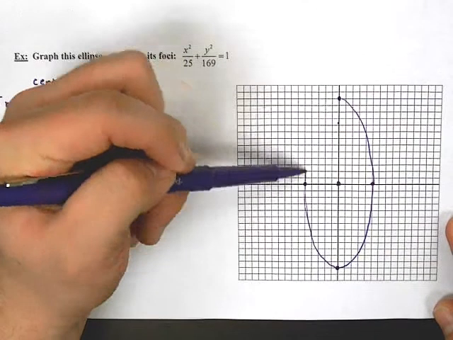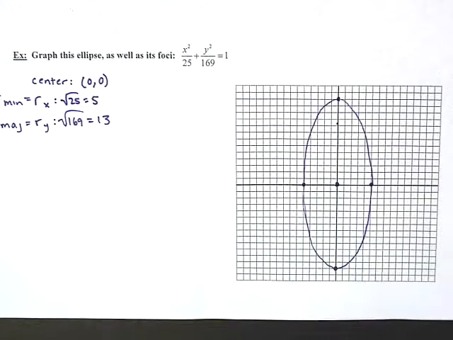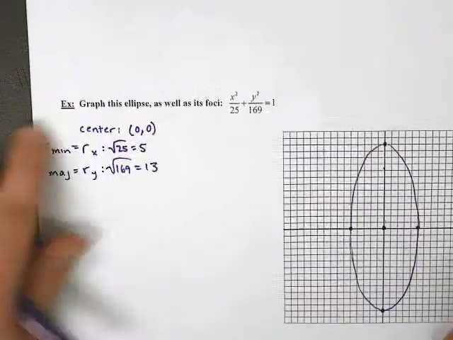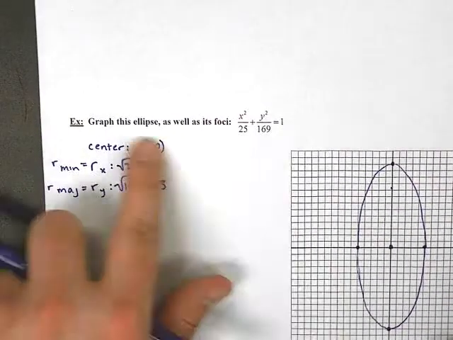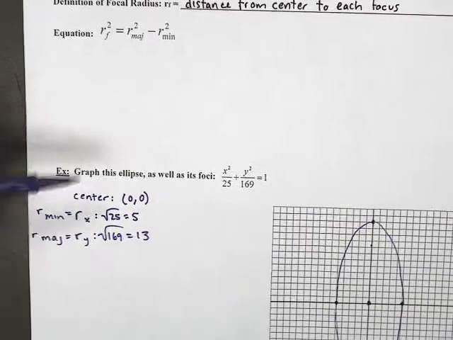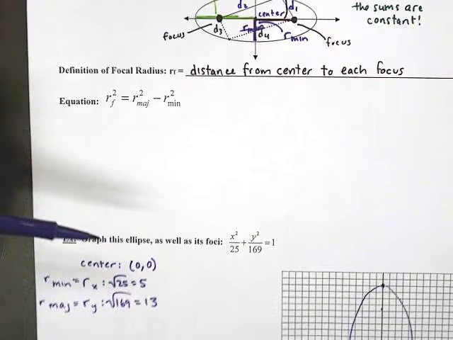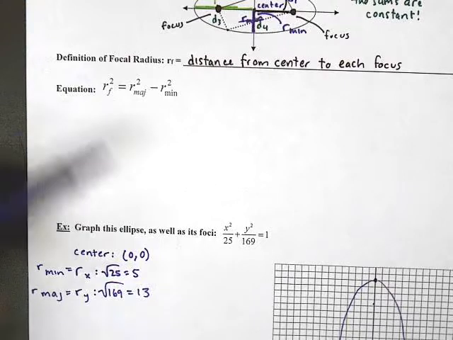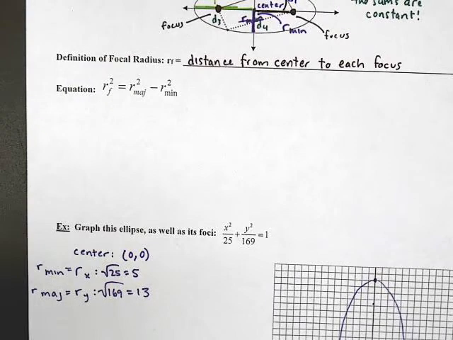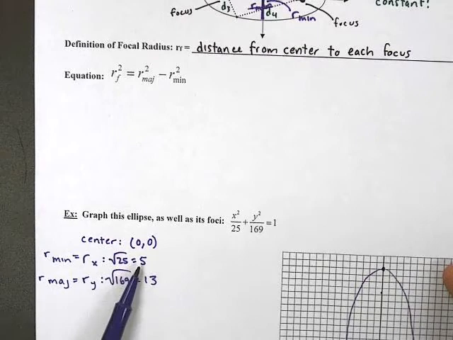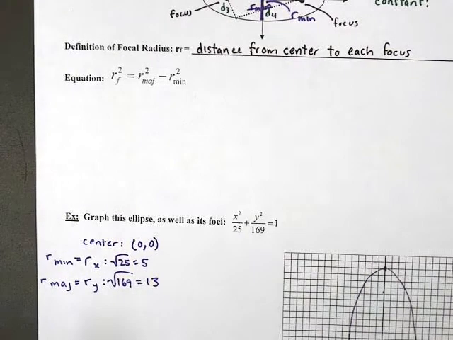Again, I'm not grading you on your art skills, but please do your very best to make it curvy. Now that we have some information about the major and minor radii, we can go ahead and calculate the focal radius, because then we can plot our foci. So we see 13 and 5. Those are our major and minor radii.